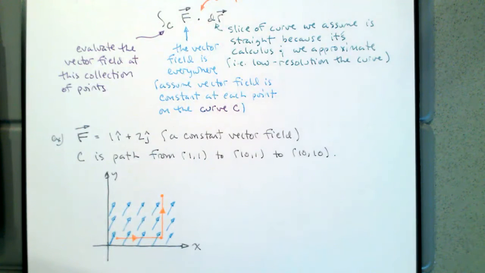So let's start with something simple, a constant vector field and a path that's just two line segments. If this problem looks familiar to you, then you'll notice that I just stole this from the textbook. If this problem doesn't look familiar to you, then I know you're not reading the textbook.